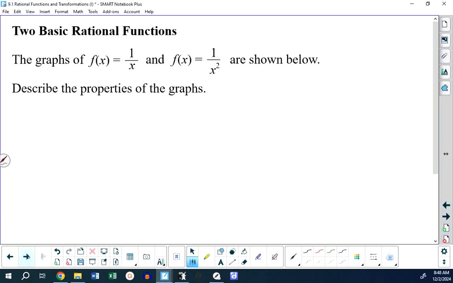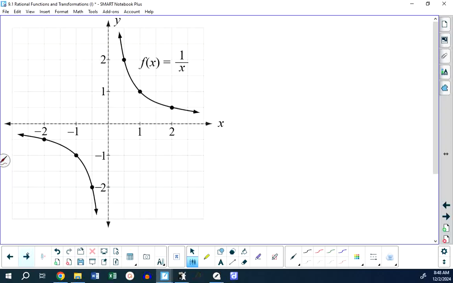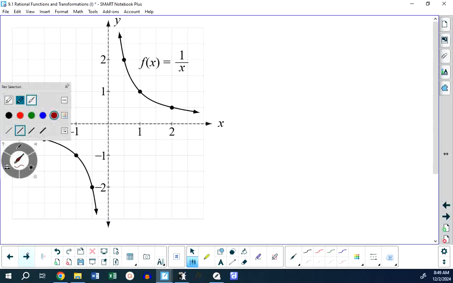So as a warm-up, we're going to look at what I call two basic rational functions. They're the graphs of f of x equals 1 over x and f of x equals 1 over x squared. So we'll start with the 1 over x and just talk briefly about it. We have to describe all of the properties, which we'll get to in a second. But I would like you to focus your attention on the fact that there are these, well, I'll call them key points.